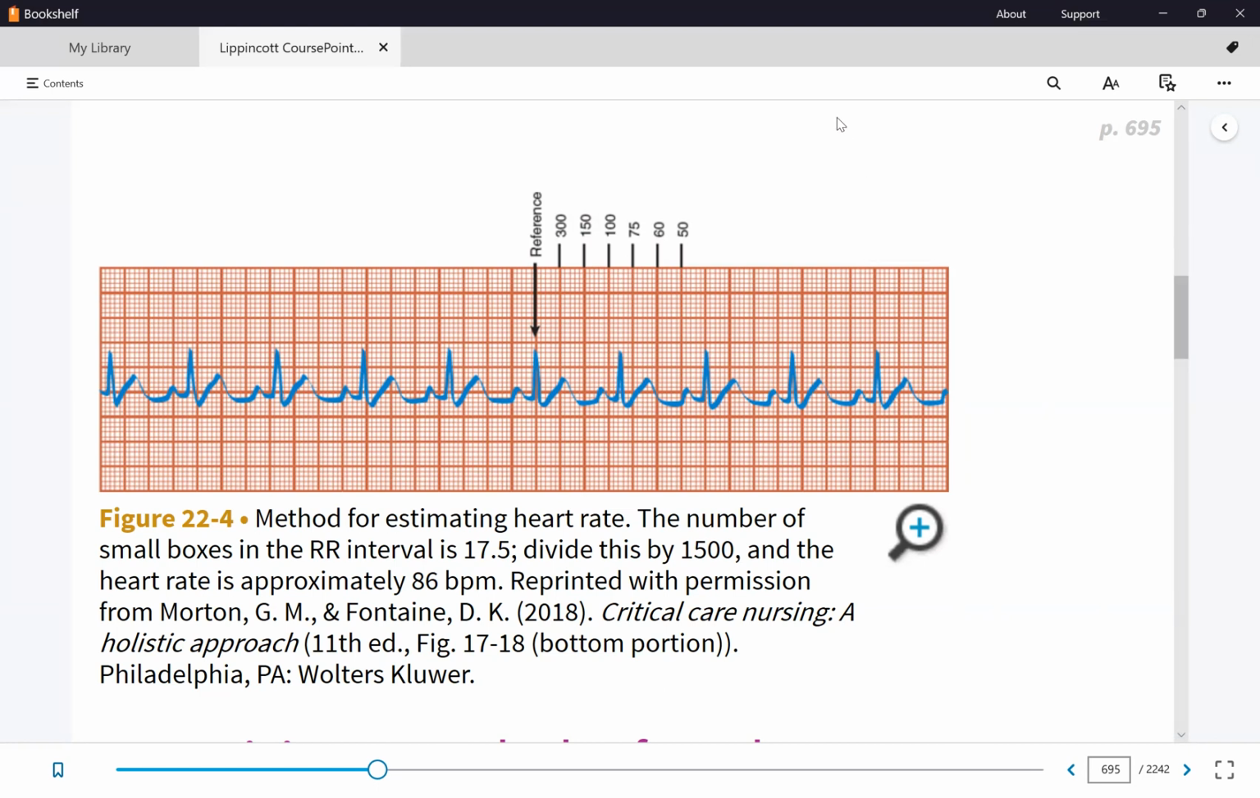Yeah. Okay. Now let's look at big boxes. Which big boxes do you want to count? Let's see if there's a difference. Rebecca, which 2 R waves do you want to count? Don't use 6 and 7. Use another one.